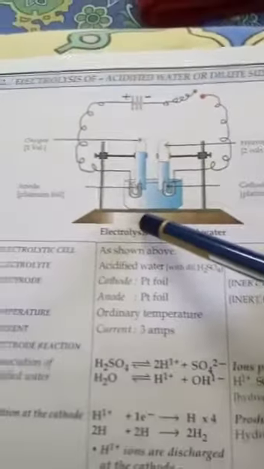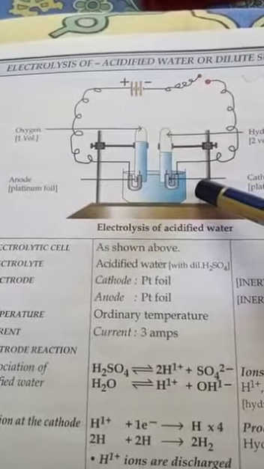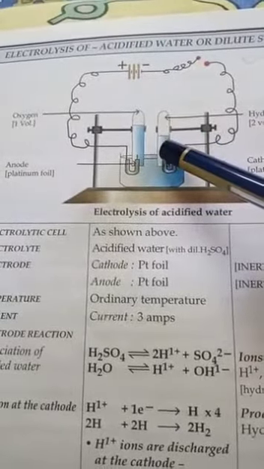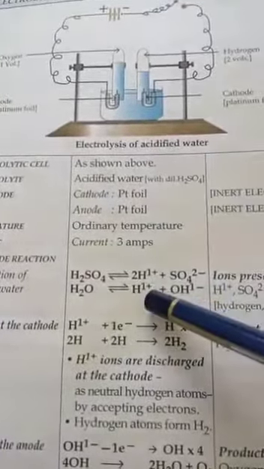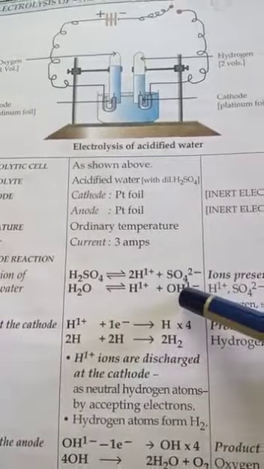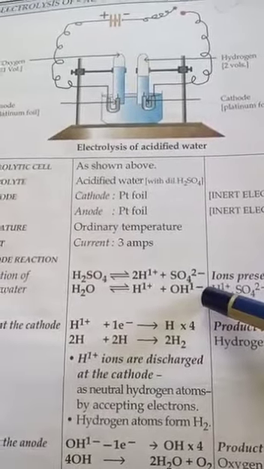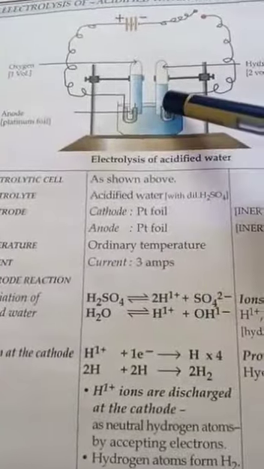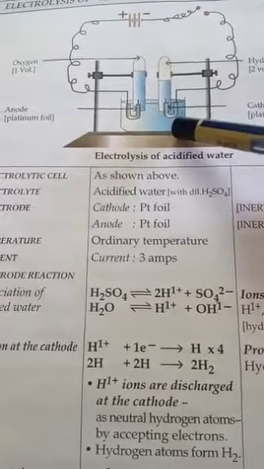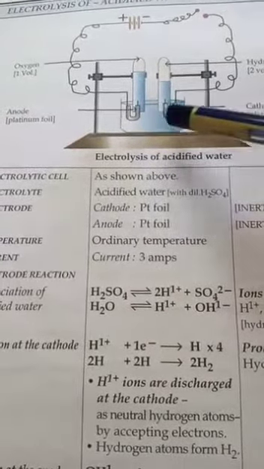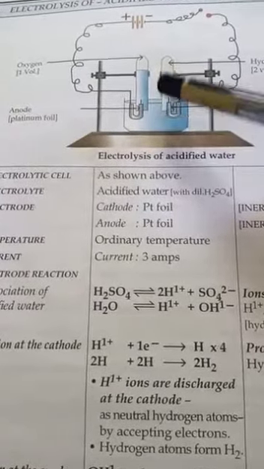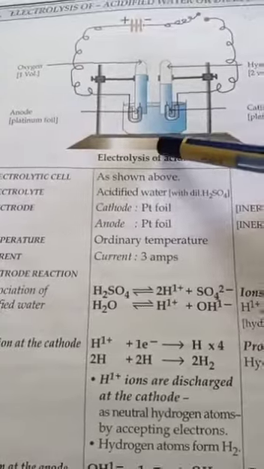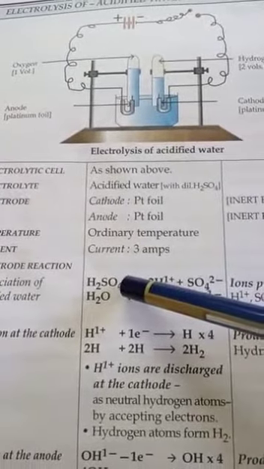This is the example of electrolysis of water. When electricity is passed through water, it dissociates into hydrogen ion and hydroxide ion. Now remember that pure water is a non-electrolyte. So in order to make it an electrolyte, we add a little acid. We can take sulfuric acid.